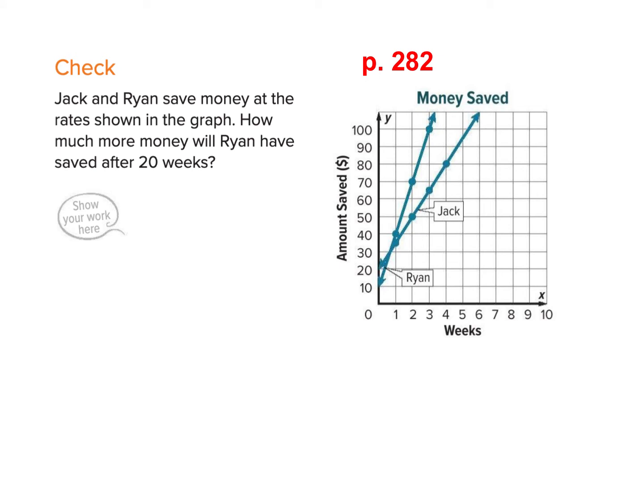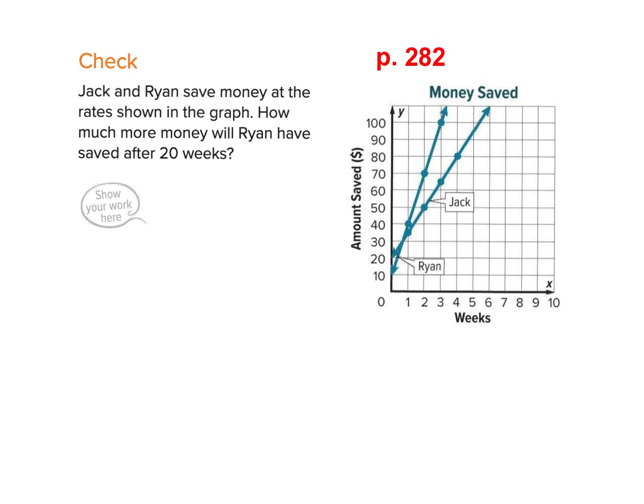All right, we are going to do one more problem, and this one is a long problem, okay? So it might take us a little bit. So it's on page 282. One last problem. So I have Jack and Ryan. They are both saving money, and both of their graphs are on the graph there. I want to know how much more money will Ryan have saved after 20 weeks.